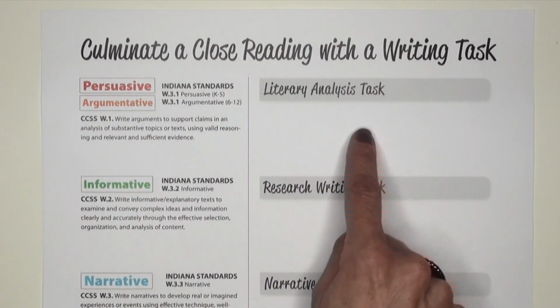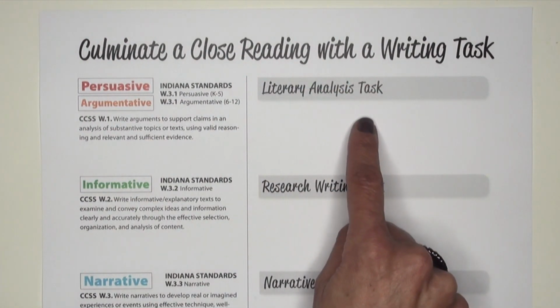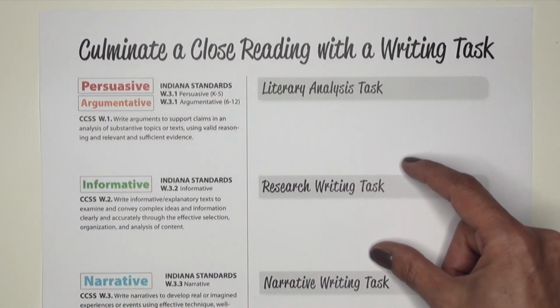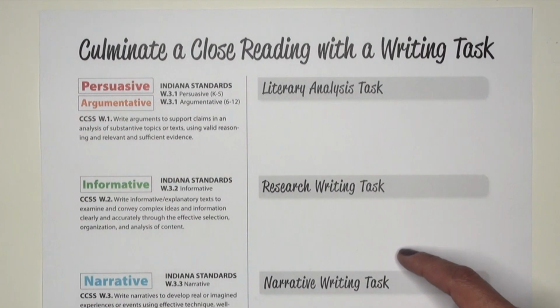One of the more common is the literary analysis task. But there's also the research writing task and a narrative writing task. When determining which of these task types you want students to respond to, be conscious of a couple things. First, what reading standards, what comprehension skills were you working on in the close reading experience? Because that is what you want to assess for in the culminating task.